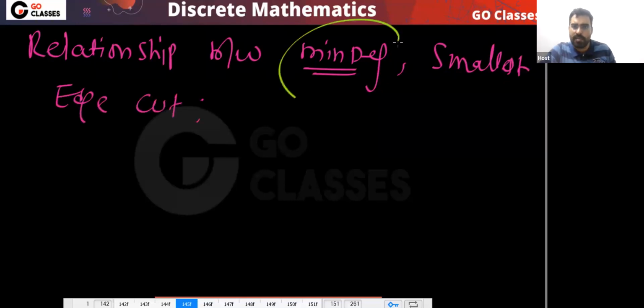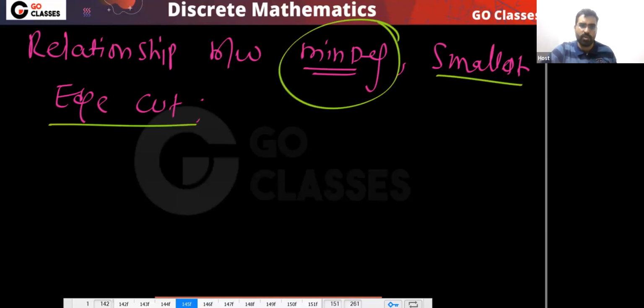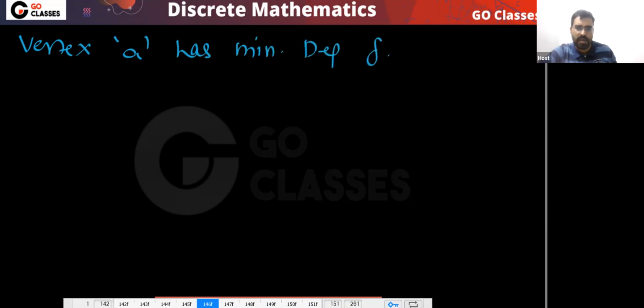What is the relation between minimum degree and smallest edge cut? If your minimum degree is delta, what does it mean? Let's assume this vertex A has minimum degree. It means this is your vertex, and how many neighbors are there? Total delta neighbors you have.